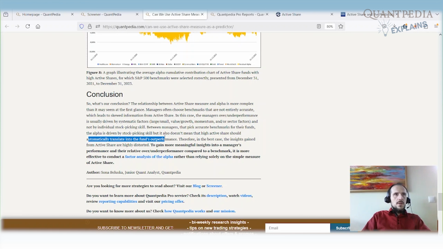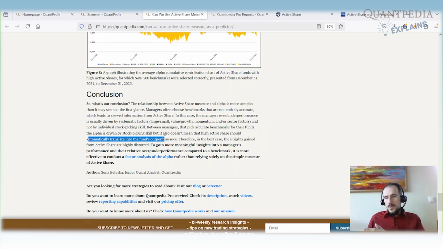So what does it mean? The high active share is a very popular measure, but it doesn't predict anything. So it doesn't make sense to use it in your fund picking at all. It's just information for you that this is an active manager, but the activity of the manager can come from two sources.